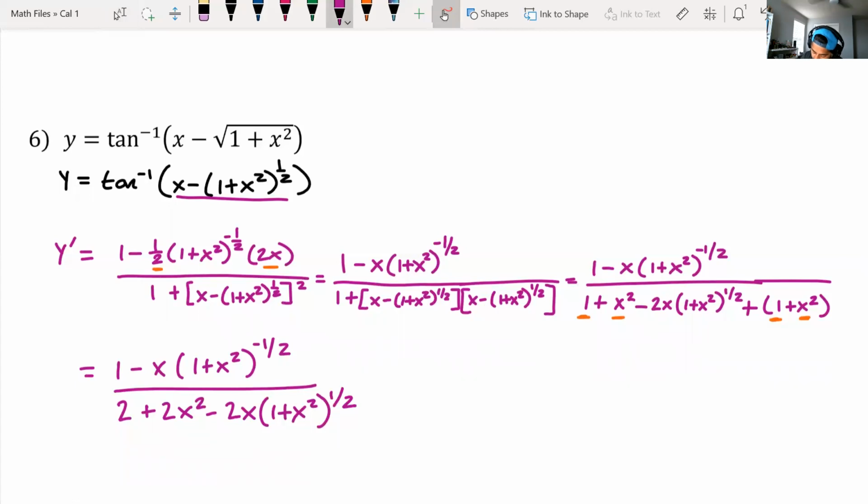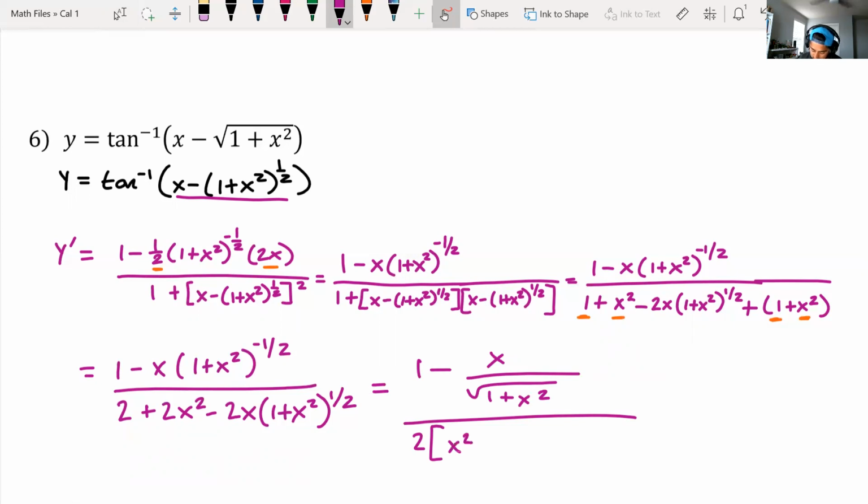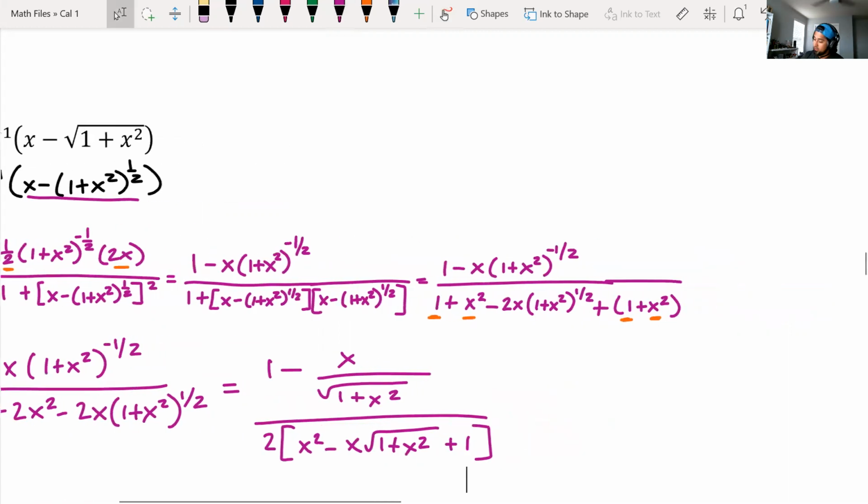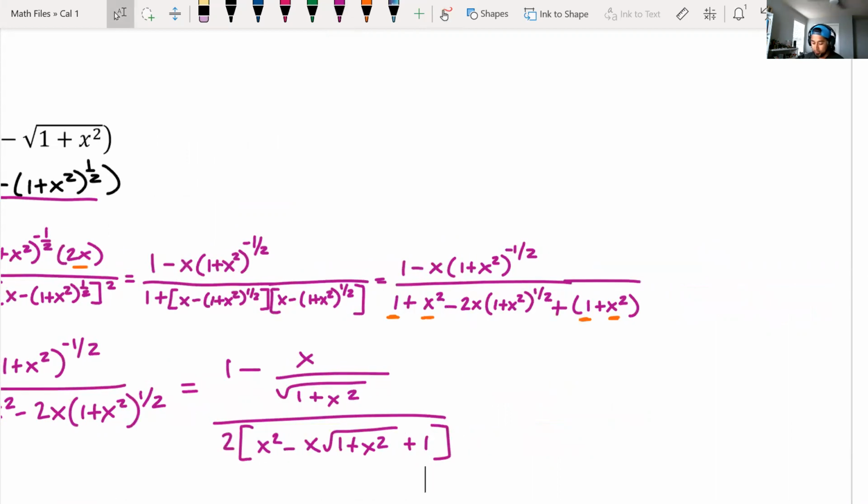So the numerator, I'm now going to make 1 minus x over the square root of 1 plus x squared, over, and I'm going to take that 2 out of the denominator, put a bracket to be neat, and put it in highest power to lowest power. I'll have x squared minus x times, actually, why not just write it as the square root of 1 plus x squared plus 1. Okay. And then the denominator is done. Nothing else we could do there.